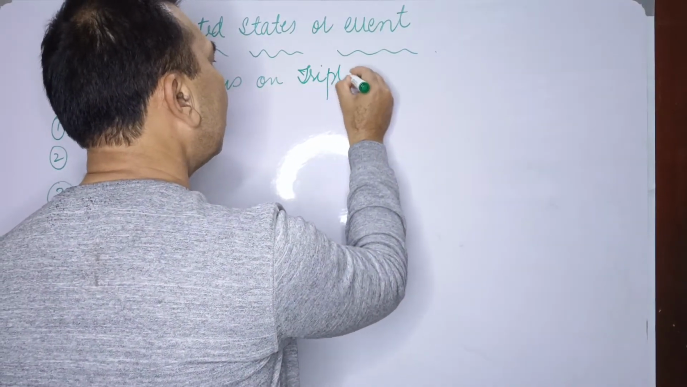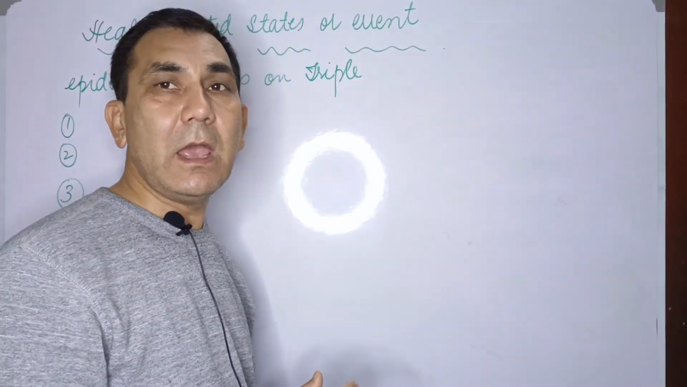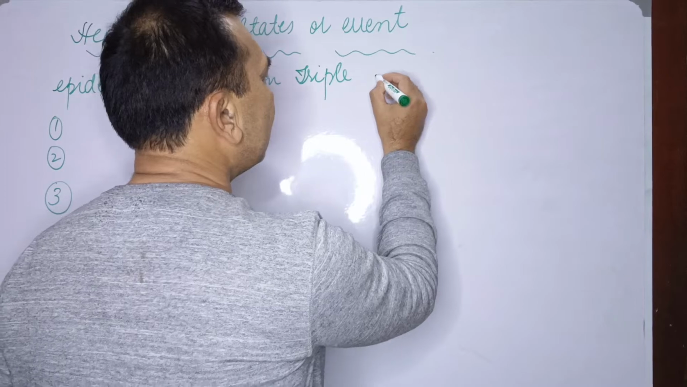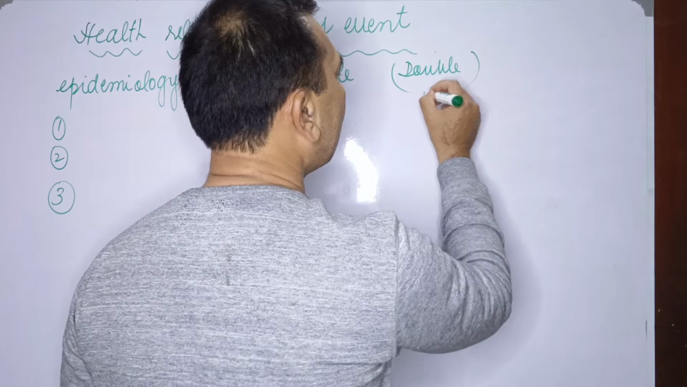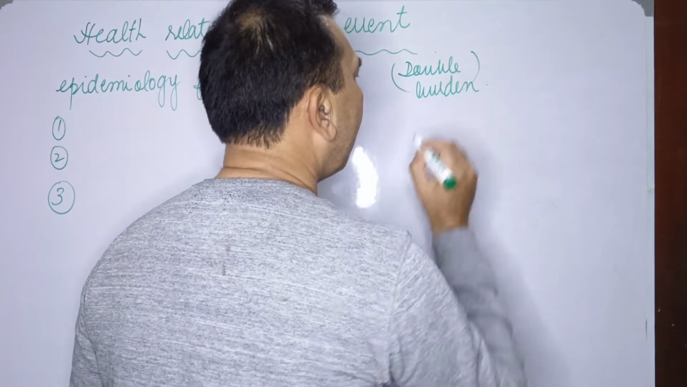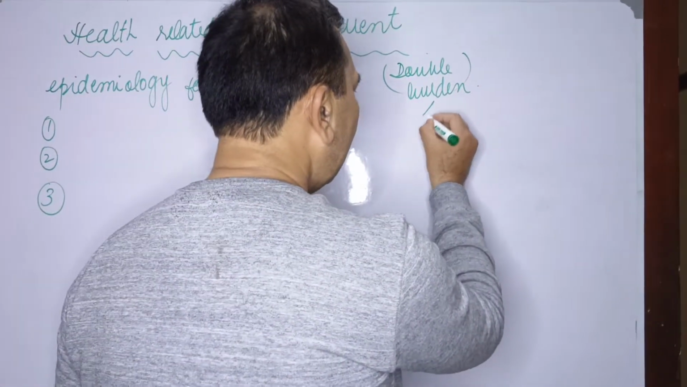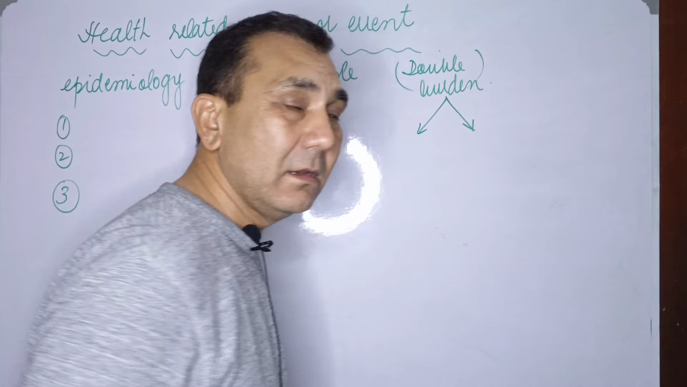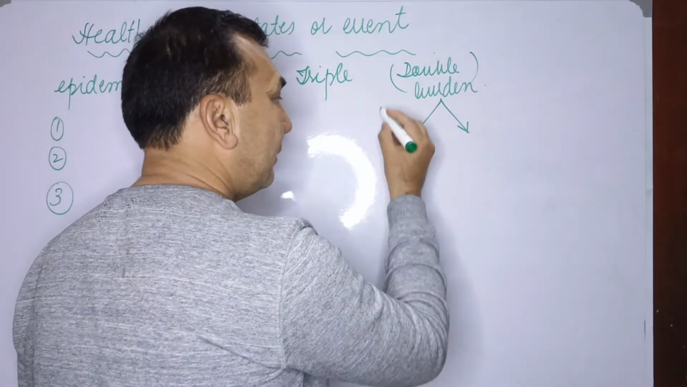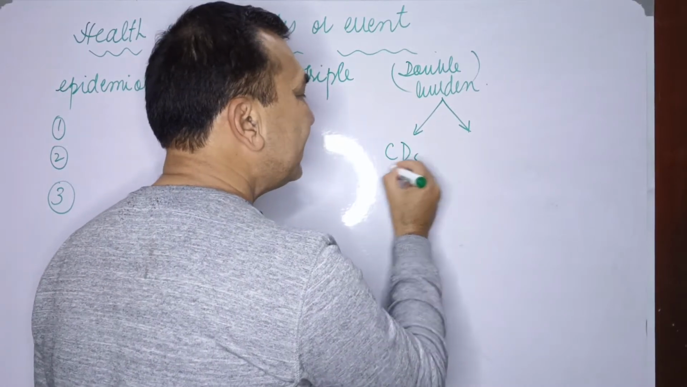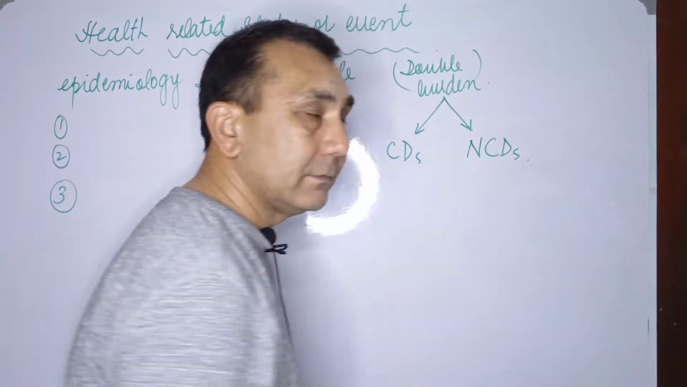Before that, the term used in different epidemiological books was the double burden. So what was the double burden? If you divide the diseases, they are distributed into two types in the double burden. One is called communicable diseases, and the second one is called non-communicable diseases.